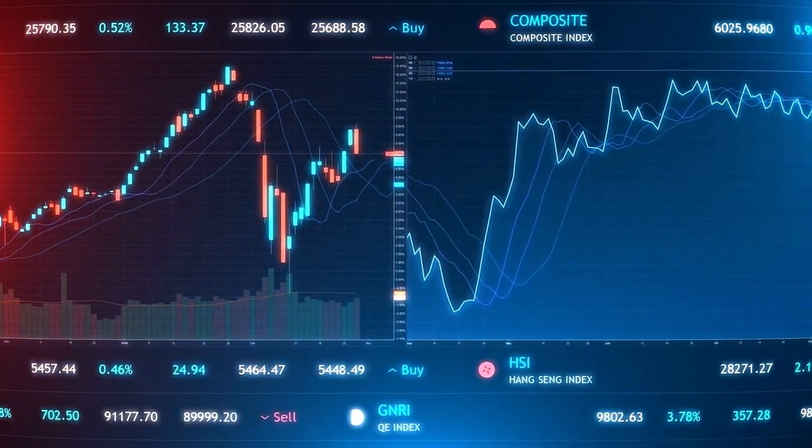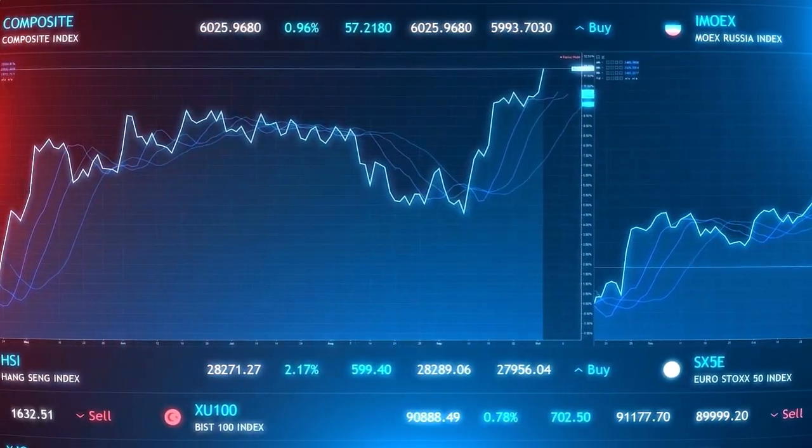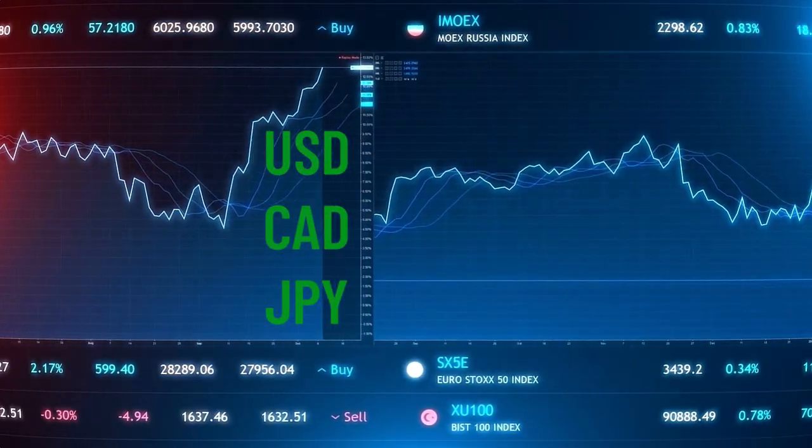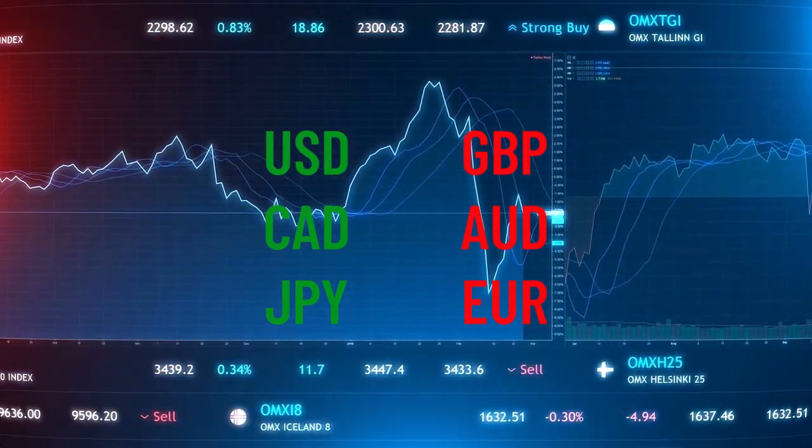I'm Johan Milan, and today, Tuesday, 6 February 2024, my trade setup directions for today will be long on the US dollar, the CAD and the yen, and short on the pound, the Australian dollar and the euro.